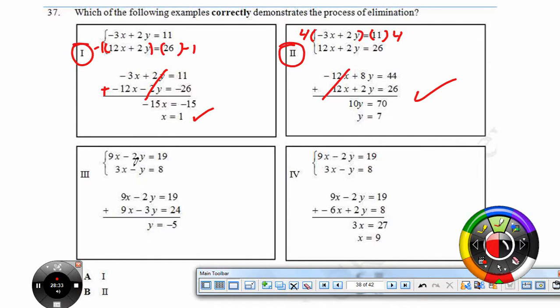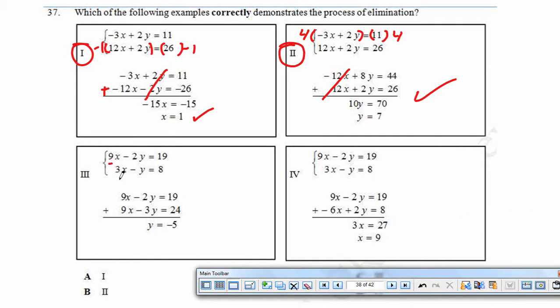This one looks like they made this 9x, which doesn't help at all. They multiplied by 3, which doesn't cancel anything out, and they show that it does. So, no good. This one, there's a mistake. They didn't multiply this side of the equation. They just multiplied the left side. So, no good. So put 1 and 2 actually for this one, A and B.